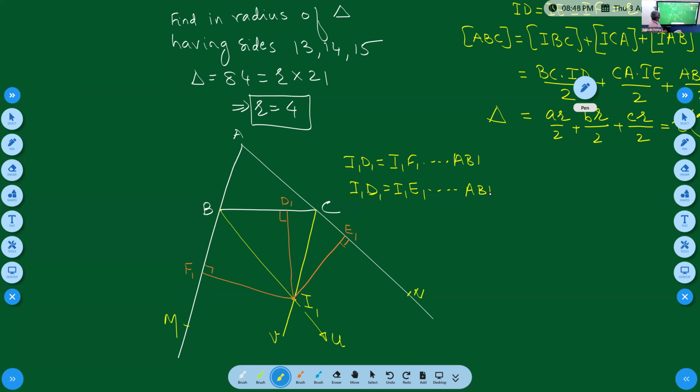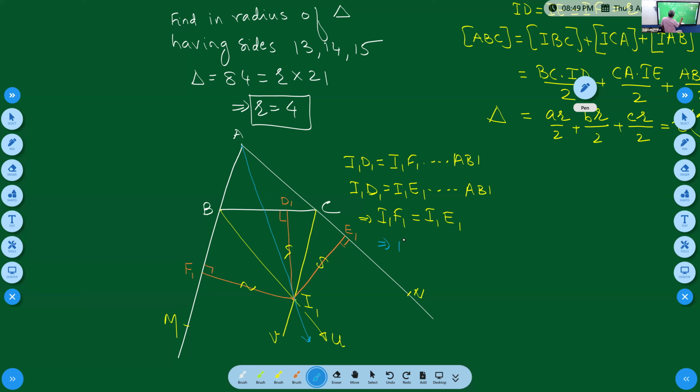Similar situation. I1D1 is equal to I1F1, and I1D1 is equal to I1E1. This implies I1F1 is equal to I1E1, because both of them were equal to this. And hence, by AB2, I1 lies on the internal angle bisector of A.